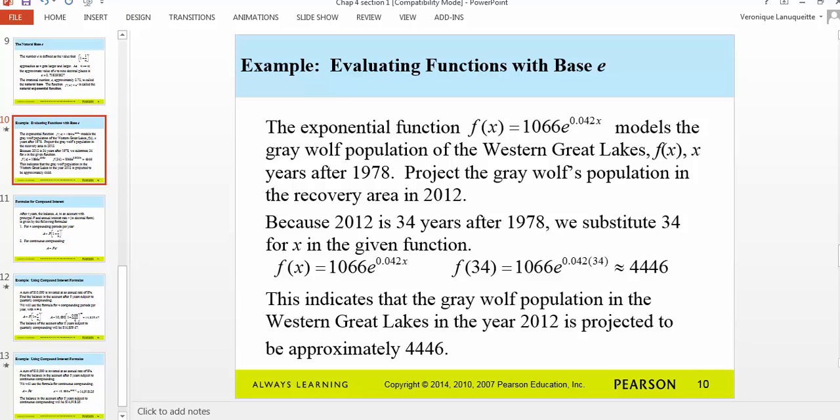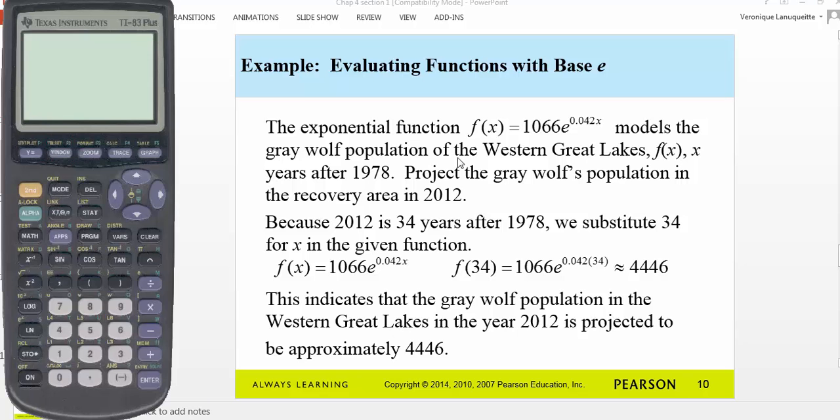So what we need to do is the following. We need to notice how many years 2012 is away from 1978. You could do it in your head or you could just check it out. And we notice that it's 34 years after 1978. Remember, x stands for the number of years after 1978. So in this case, x will be equal to 34. So in this function for f of x, we replace x by 34. So you put it here and you put it there.